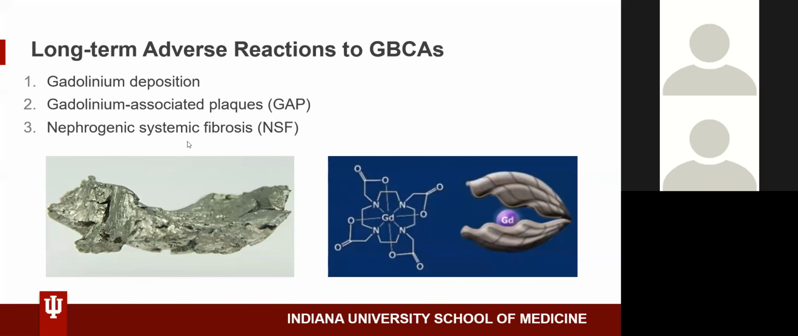All right, so now we get to the final section, talking about long-term adverse reactions to GBCAs. We talked a lot about how stability plays a role here. Gadolinium deposition, gadolinium-associated plaques, and NSF are what we're going to be talking about. And just keep in mind, this is gadolinium here. It looks kind of like lead or manganese or any of those other heavy metals that you really don't want in your body. And the bad thing about gadolinium is that it's like a calcium analog, so it competes with calcium in all of those calcium-dependent cellular processes that are going on in your body.